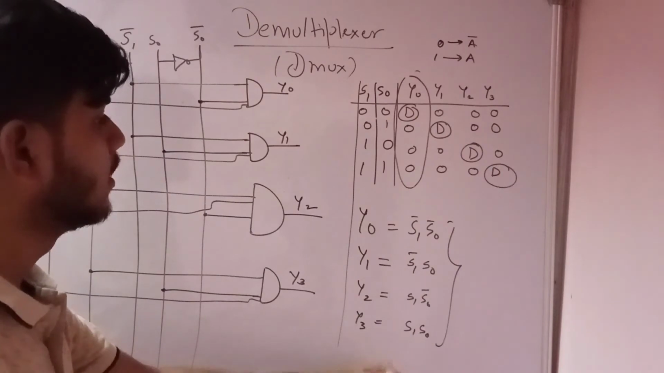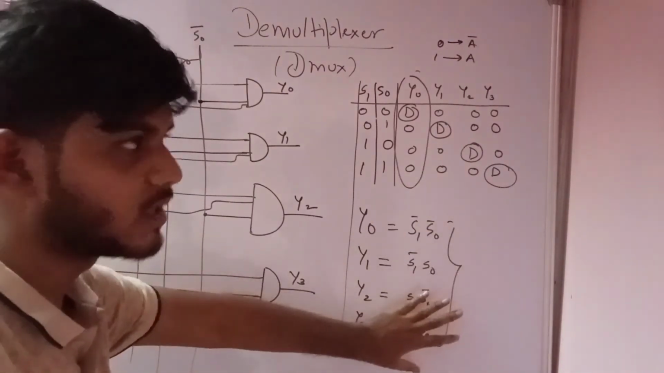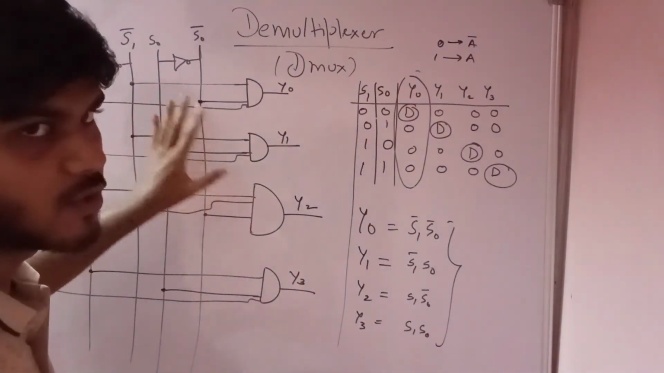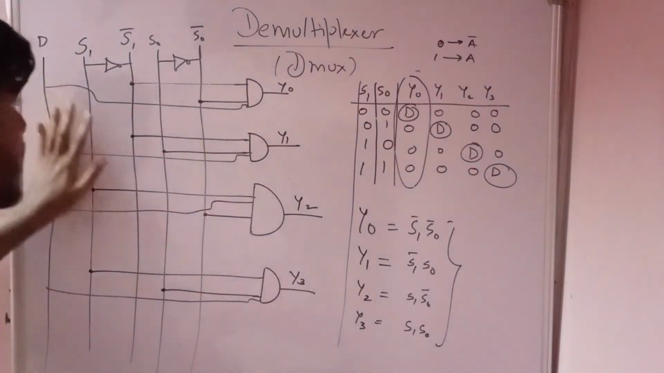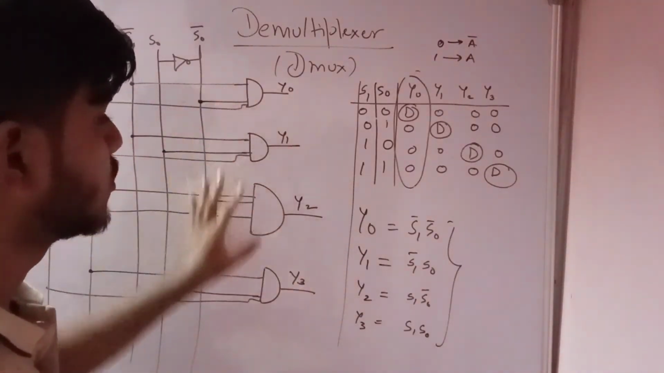From this truth table, I have derived the equations, and from the equations I have constructed a demux using logic gates. Now this is how we do the demux. This is the 1:4 demux.